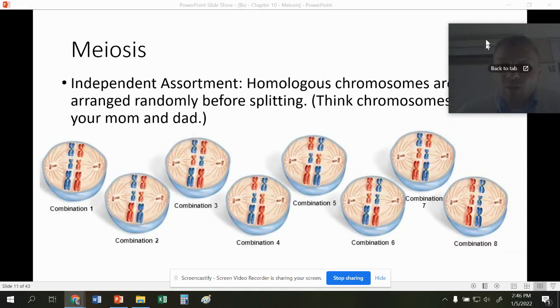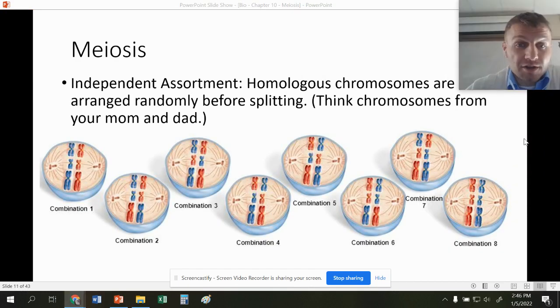The other reason why we're genetically different compared to our brothers and sisters is because of independent assortment. This is when chromosomes are going to align randomly before splitting. Think of the chromosomes from mom and dad. So you can see in each of these combinations of cells here, we have different combinations from the mom and the dad. Think about the moms being the red and the dad being the blue chromosomes.